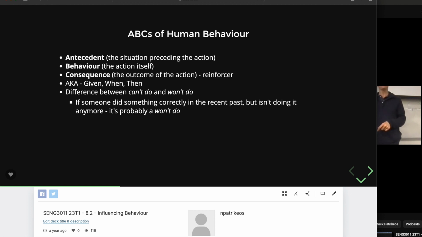And again, this is just given, when, then. Given this situation, when I do this, then this happens. And this is at the center of how we think about influencing behavior.